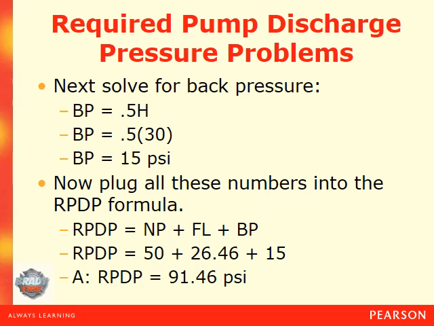So we know our back pressure is equal to 0.5 times the height in feet. So 0.5 times 30 feet high gives us a back pressure of 15 psi. And since we're going uphill, that's going to be an increase in our pressure. So now we add everything up: 50 for our nozzle pressure, 26.46 for our friction loss, and of course our 15 for our back pressure. So your required pump discharge pressure for this particular line is going to be 91.46 psi, or pounds per square inch.